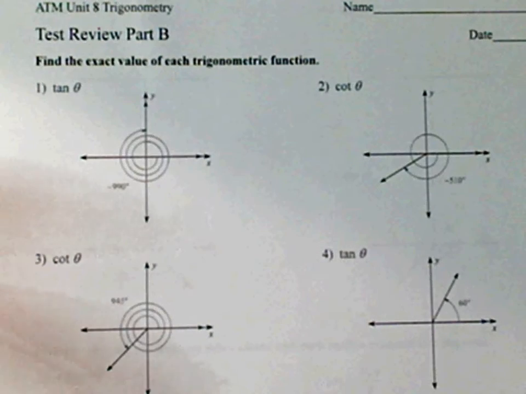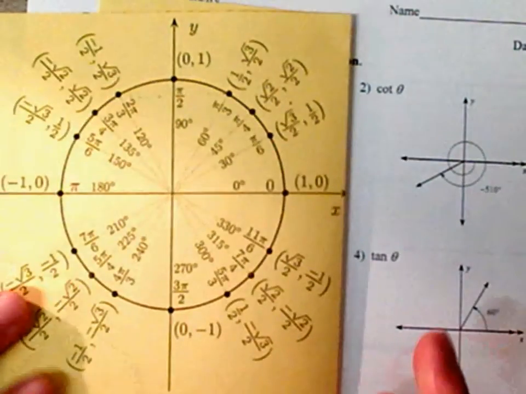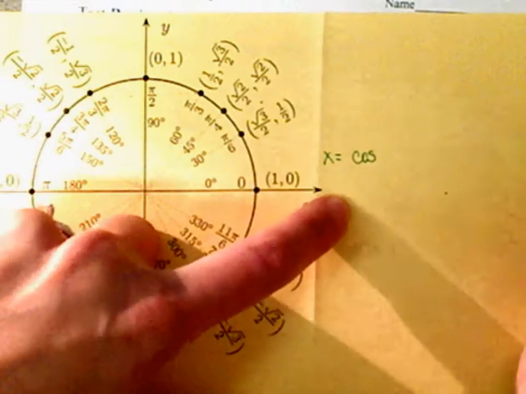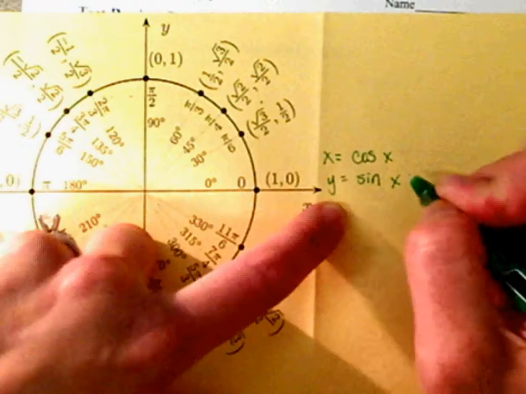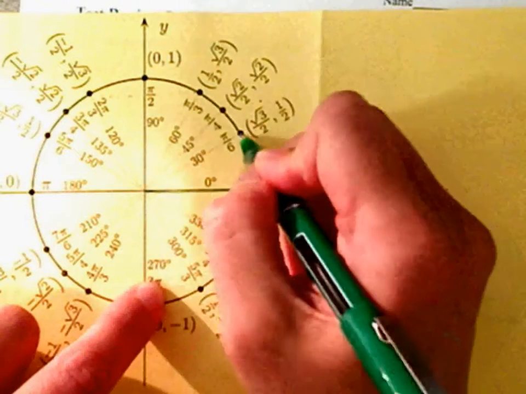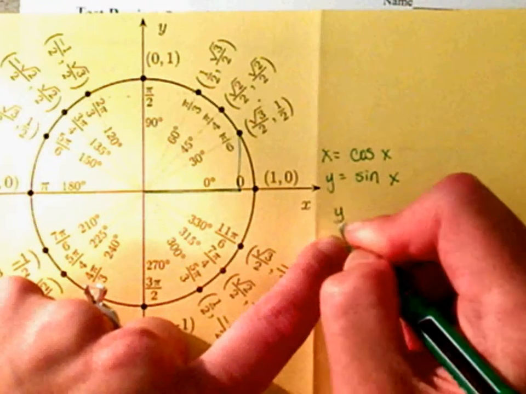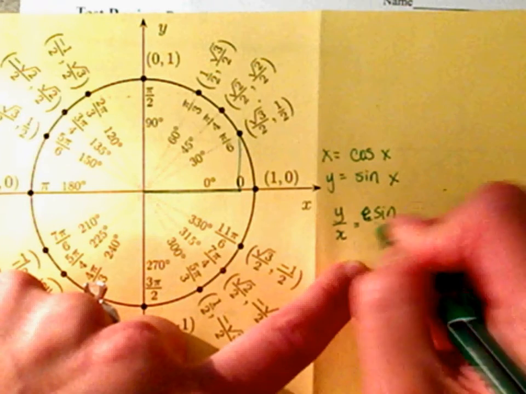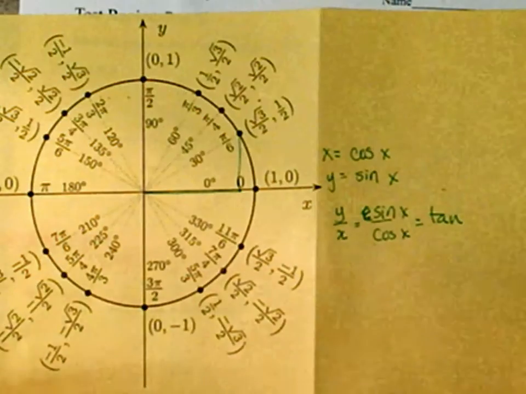Okay? So here I have my unit circle. I'm going to use this to help me. But before we start, let's review a few things. Your x value is your cosine value. Your y value is your sine value. Cosine, sine. So when it is y over x, that is going to be sine over cosine, which is your tangent. So just kind of think about that.